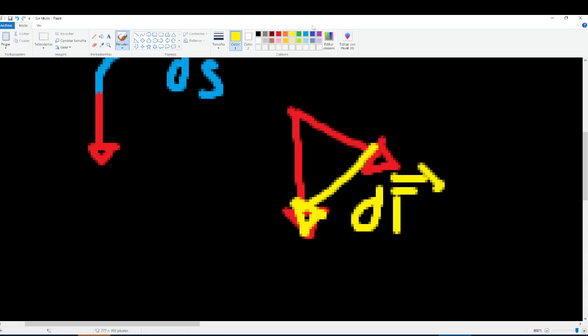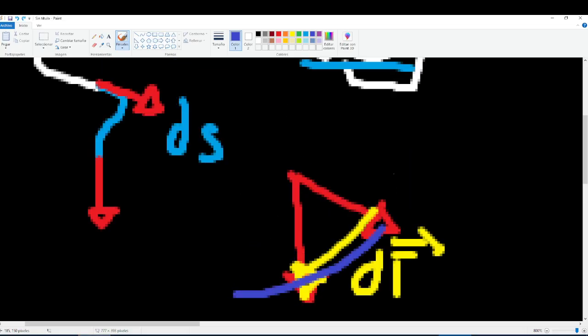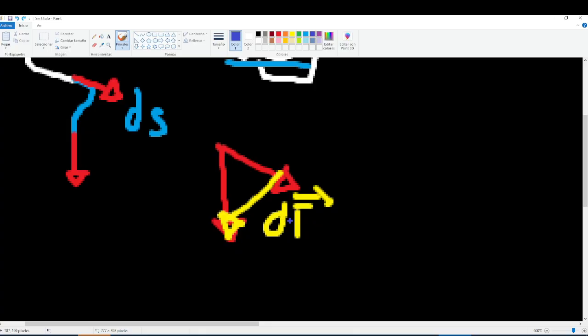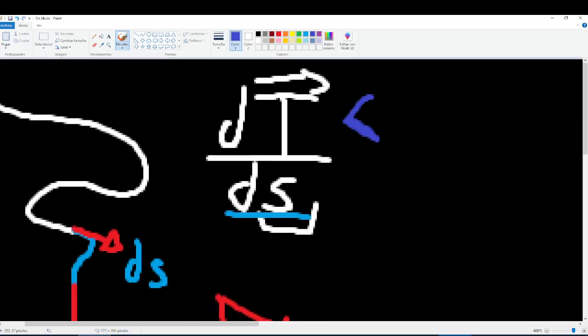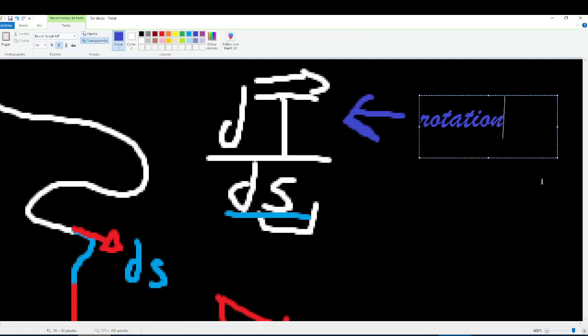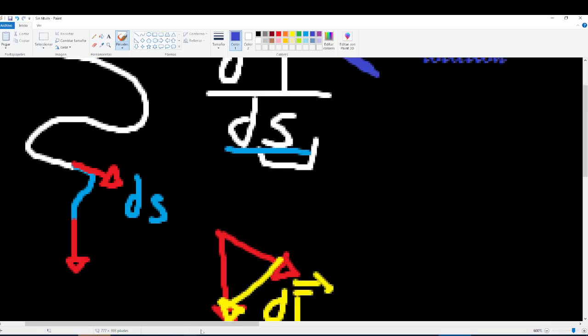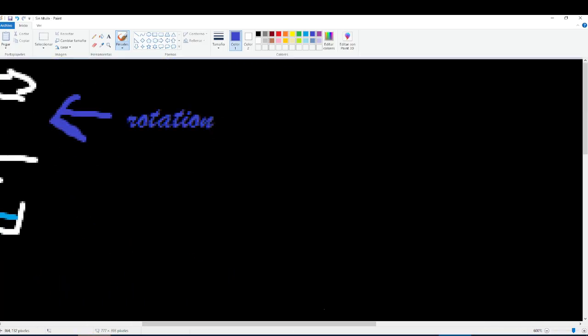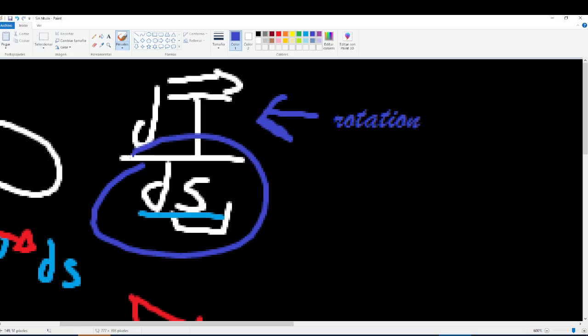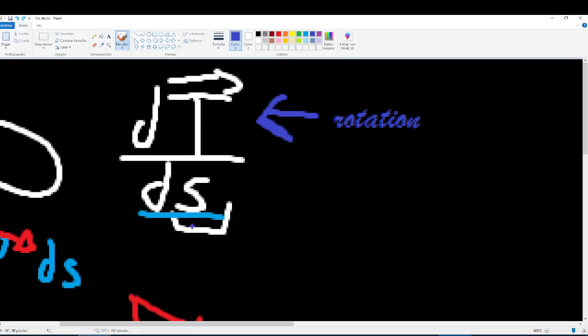But notice how, since we're using the unit tangent, they are all on the same radius. They all have the same magnitude. So the only thing that's changing is rotation. So this is really just a measure of rotation, and this is just a measure of how far we've traveled in a short distance. So basically what it's saying is, after taking a small step in the curve, how different is our direction?